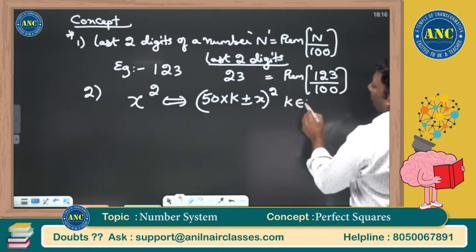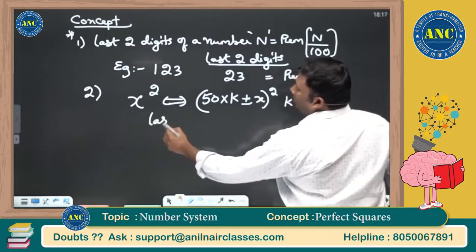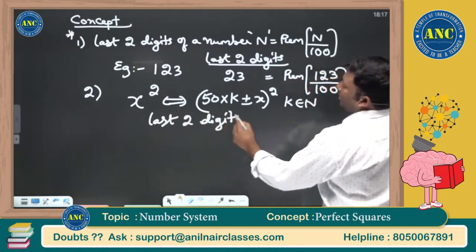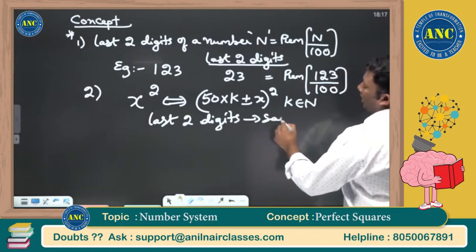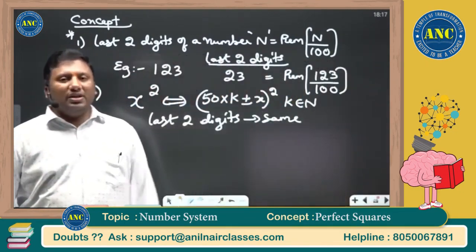K is a natural number. The last two digits will be the same for x square and 50 into k plus or minus x, whole square.